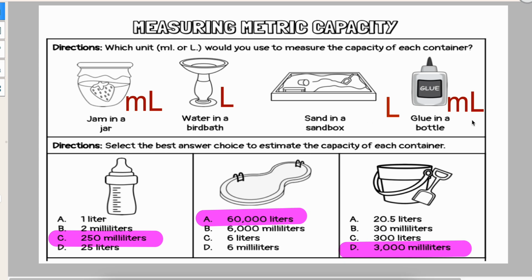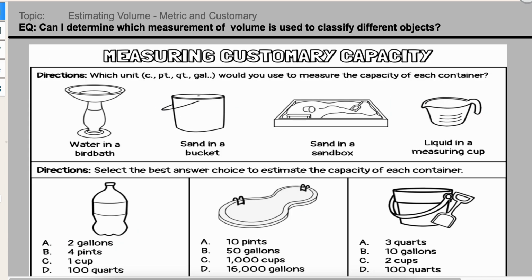And then you have your bottle of glue, which is going to be pretty small. We have some options here. We haven't talked much about milliliters, but we just know that they are the smaller version of what we are referring to.